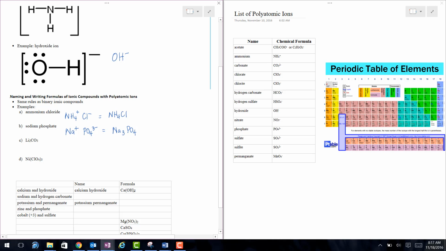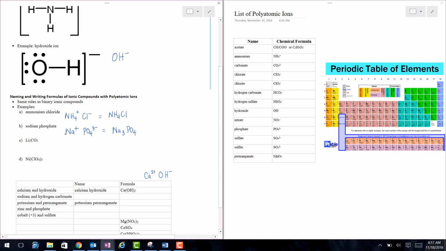Now looking at this example down here with calcium hydroxide, you can see that if you need more than one of a polyatomic ion, you're going to put it in brackets. So calcium is 2+ and hydroxide is -1. When you do the crossover method, you know you need 2 of this whole package of atoms. And when you want 2 of them and you want to show that they're a group, you put them in brackets.